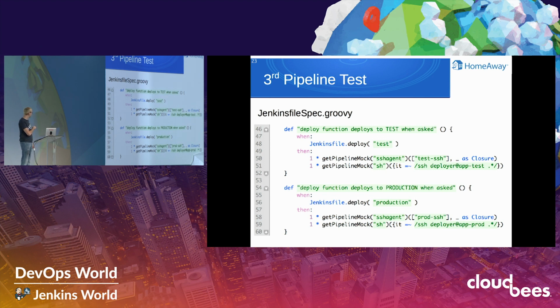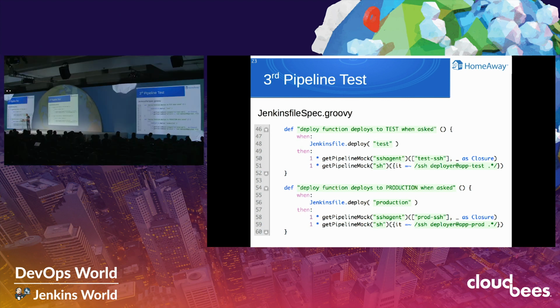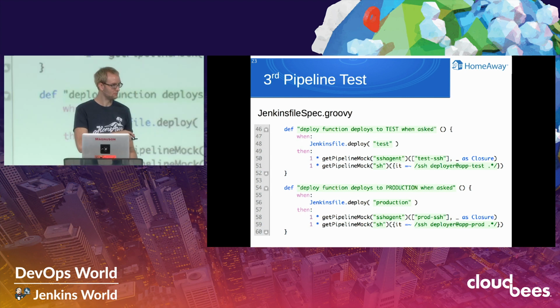So when the deploy method in our Jenkins file is called asking for the test environment, we expect that one time we load up some test credentials into the SSH agent, and one time we try to do that SSH, shell out to the SSH command to try to connect to the test server. And the test for asking for production deploy is exactly like that one, but with the test words swapped out for production.